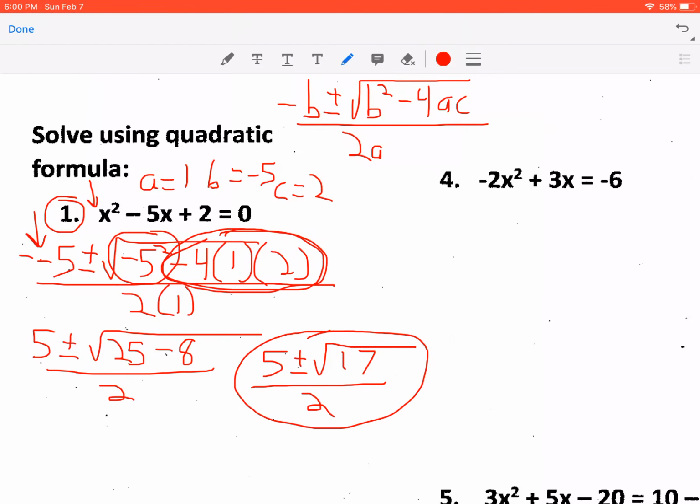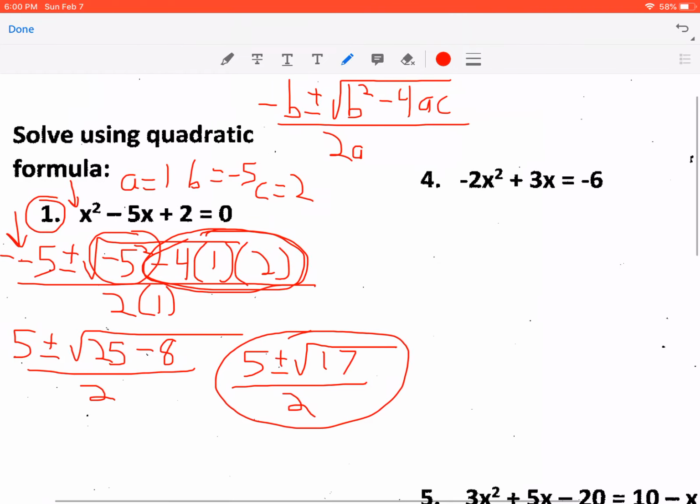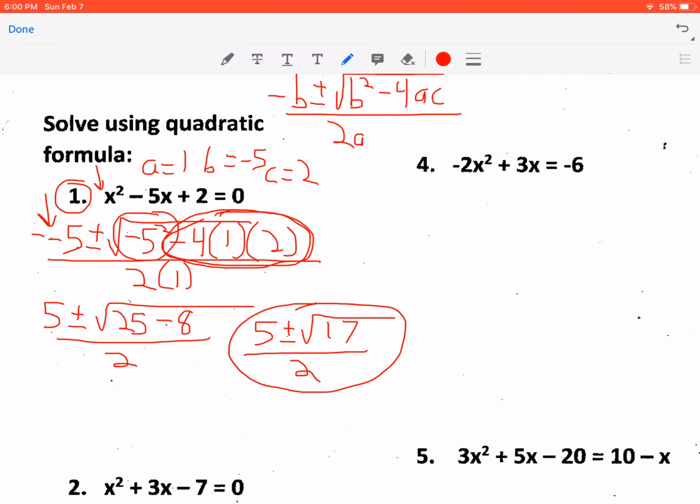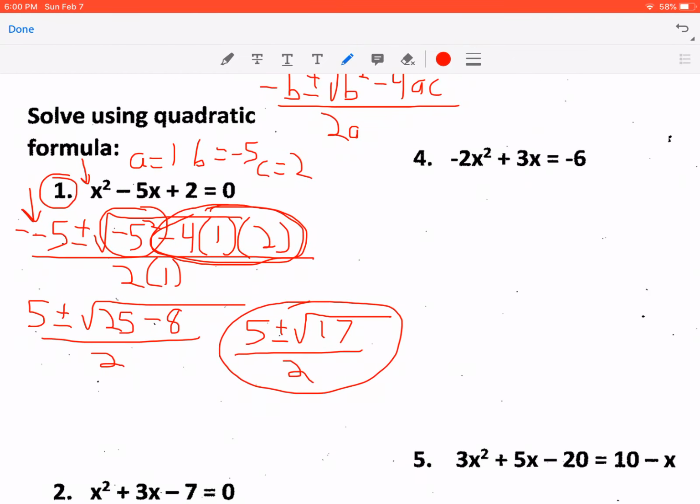Okay? I'm just going to work my way down. I'm going to go to number 4 instead of going down to number 2. It does not matter. This is not in standard form. We need to move that over. All right, how do we move it over? Plus 6. Who does it go with on the other side? Nothing. It's by itself. So you have negative 2x squared plus 3x plus 6. Zero's on the right side.